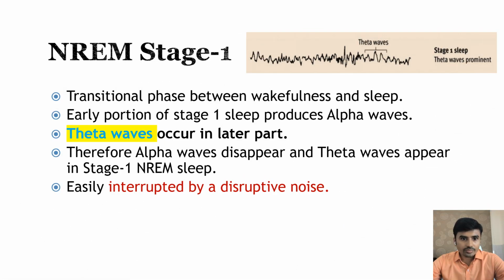NREM stage 1 is the transitional phase between wakefulness and sleep. The early portion of stage 1 sleep produces alpha waves, and theta waves occur in the later part, as seen in the picture. Therefore, alpha waves disappear and theta waves appear in stage 1 NREM sleep. It can be easily interrupted by a disruptive noise.